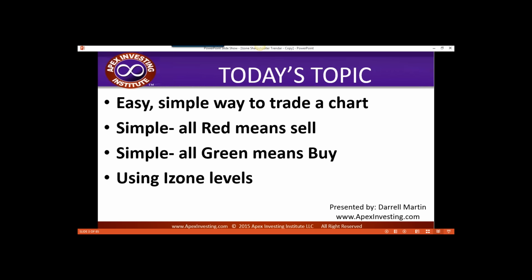Okay, so let's just knock out a couple of things here. Like I said, the system is very simple. I'm going to show you. As you can imagine, red means sell, green means buy. We're using what's called IZONE levels.